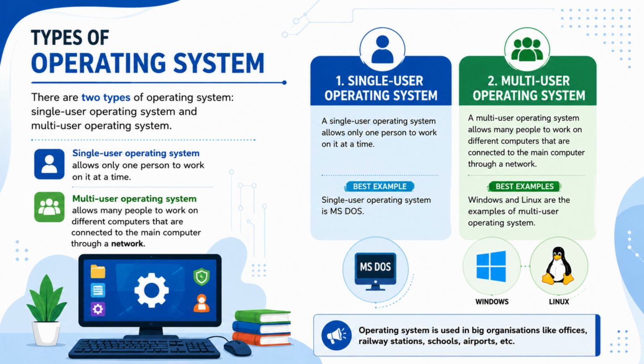Types of operating system. There are two types of operating system, that is single user operating system and multi-user operating system. Now, first, let's discuss single user operating system. It allows only one person to work on it at a time. Since it is a single user, that means only one user can work on it.